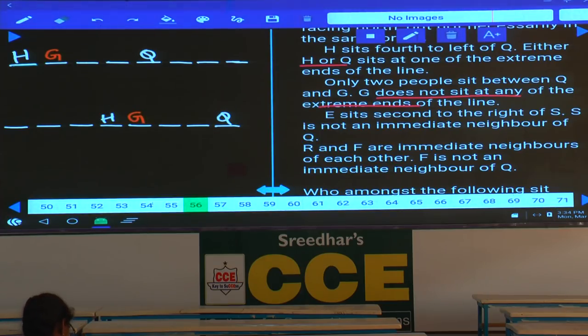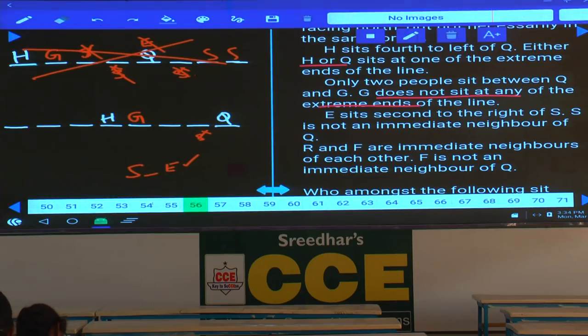E sits second to the right of S. S is here. E sits second to the right of S. S is not an immediate neighbor of Q, so S cannot be here and S cannot be here. And similarly, S cannot be here as well. Now in the first case, tell me whether S can be here or not. If S is here, E and Q must be in the same place, which is not possible. Hence, S cannot be here as well. S cannot be in these two places because the second place to the right of S is E. And the first case is completely ruled out because there is no place left for this E at all.